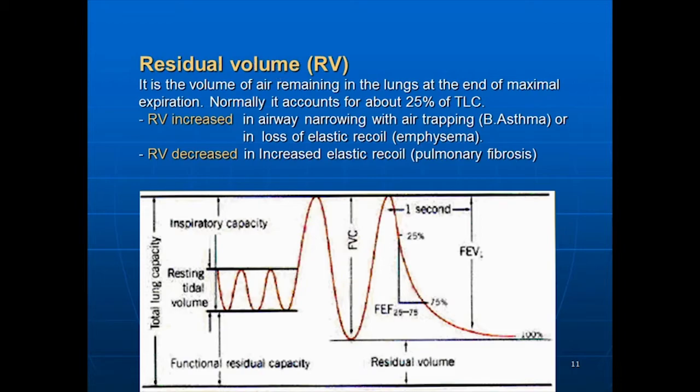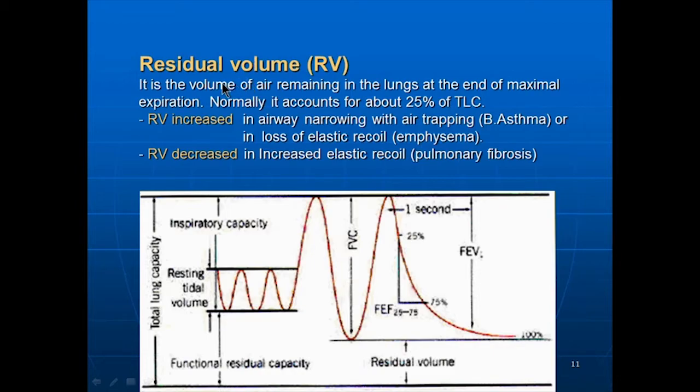And residual volume simply means that it's the amount of air at the end of a maximum expiration. So the patient breathes in and breathes out as quickly as possible, and this is the amount of volume that's left in the lungs. After a forced expiration, they can't blow out anymore. There's some volume that's still in the lungs, and that's called the residual volume.